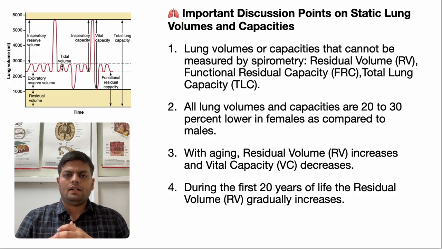Point number 1. Residual volume, functional residual capacity and total lung capacity cannot be measured by spirometry. The second point is all lung volumes and capacities are 20 to 30% lower in females as compared to males. The third one is with aging, residual volume increases and vital capacity decreases. The last point is during the first 20 years of life, residual volume gradually increases. Interestingly, residual volume of a 1-year-old child is more than a 25-year-old male.